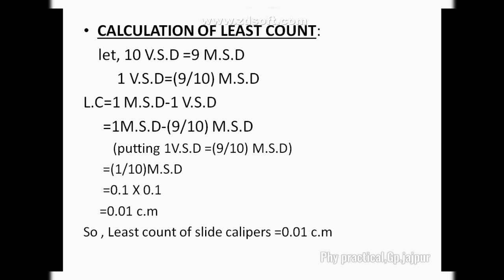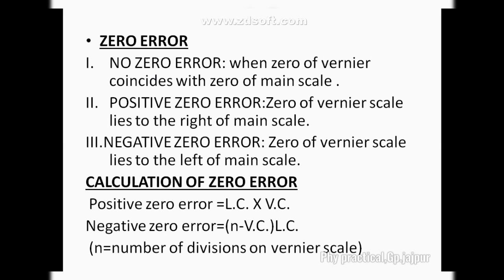Then next, we find the zero error. What is zero error? Zero error is an instrumental error. If we have an instrumental error, then we cannot proceed with the experiment. First of all, we have to calculate the zero error, then we proceed. Okay. First, we have to know what is zero error.